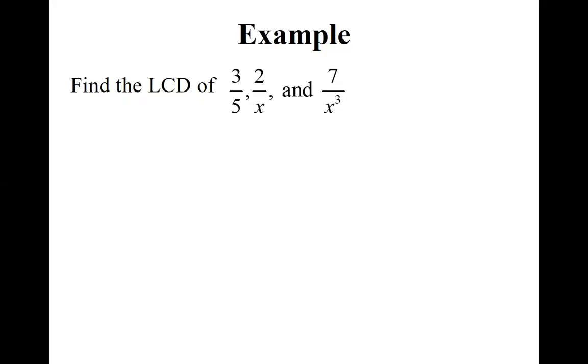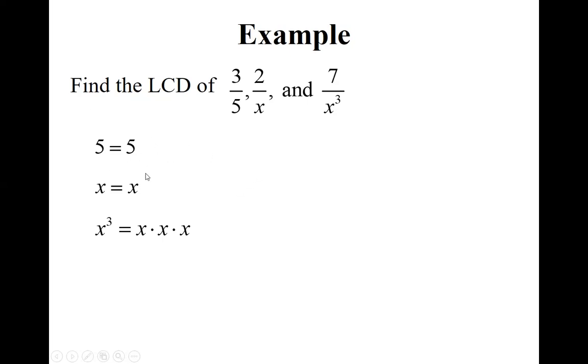We want the LCD of 3/5, 2 over x, and 7 over x cubed. So the LCD of 5, x, and x cubed. 5 is just 5. x is just x. x cubed is x times x times x. So the unique factors are 5 and x.